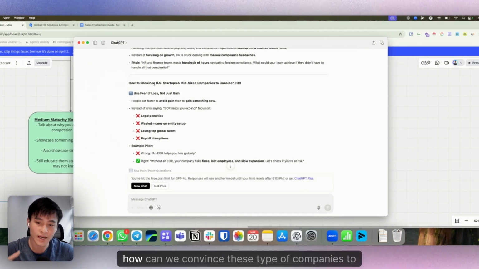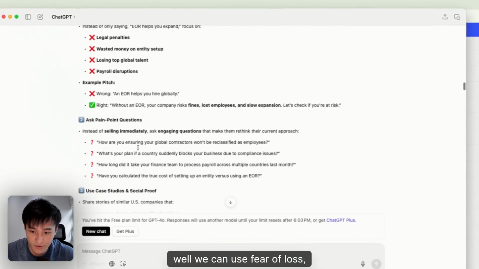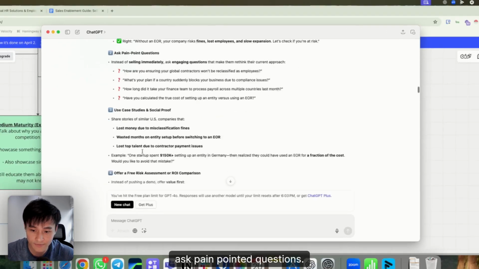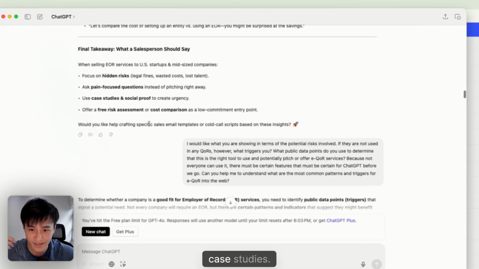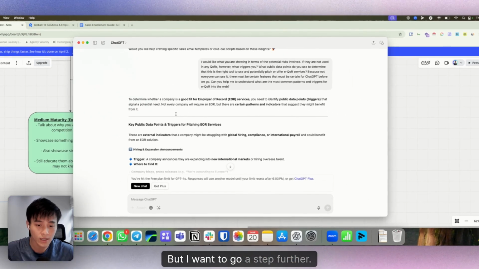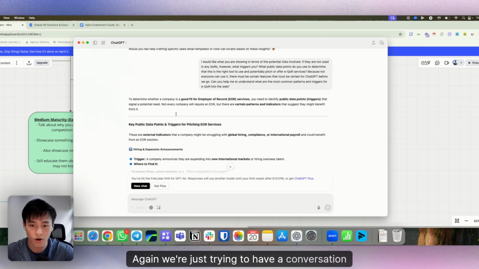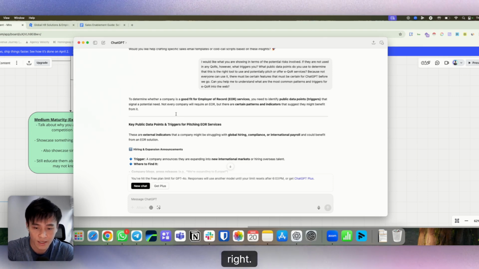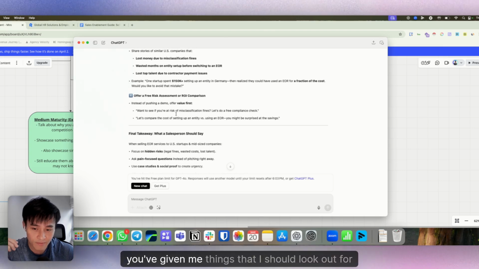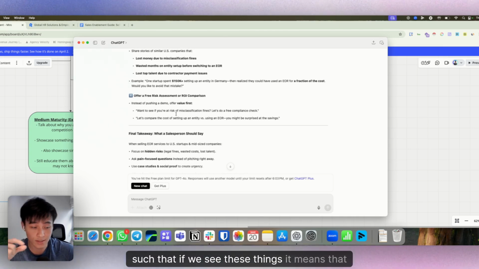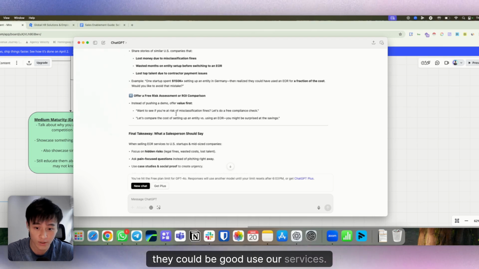And we also ask, hey, how can we convince these types of companies to consider EOR? Well, we can use fear of loss, ask pain-pointed questions. So again, good information and some of the use cases and case studies. But I want to go a step further. Again, we're just trying to have a conversation with ChatGPT, right? I asked them, well, you've given me the pain points. You've given me things that I should look out for, such that if we see these things, it means that they could be good to use our services.